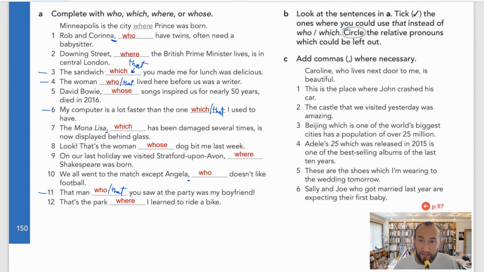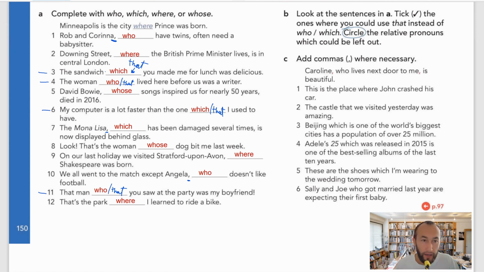Now, the next question is circle the relative pronouns which could be left out. We can drop it. So the first rule is if there are commas, you cannot drop them. For example, in number 1, who, I cannot drop it. The second rule is who is subject. So when which and who and that are subjects, you can't drop them, guys. We can reduce it by reducing the clauses, which we're going to study in level 5. We will discuss later on. So we can't drop it if there's a comma and if they are subjects.